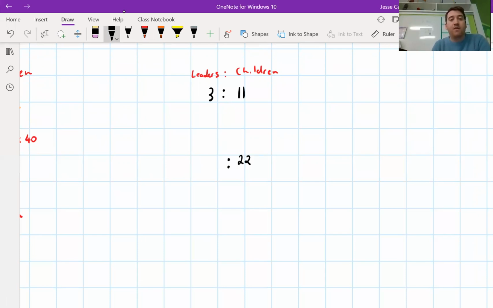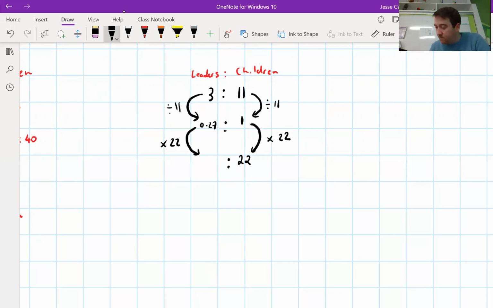Next step, take your first target number and divide by the first target number. So divide 11 by 11, turn it into a 1. Then you take your 1 and you turn it into 22. I do this by multiplying by 22. And then I do the same on the other side. 3 divided by 11 equals 0.27. And then I take that and I times it by 22, same as I did on the other side. 6 liters for 22 children.